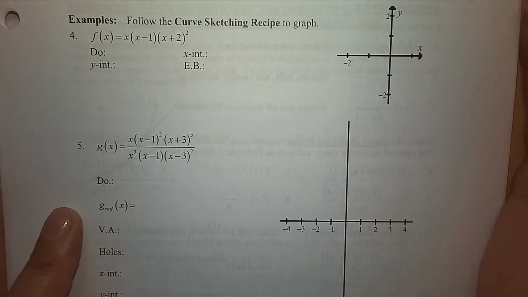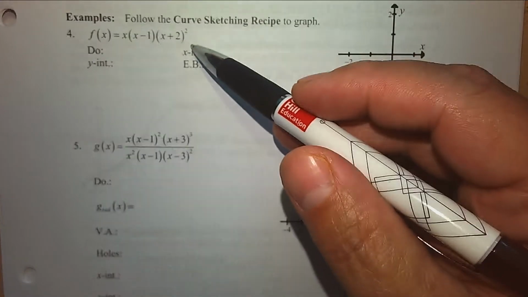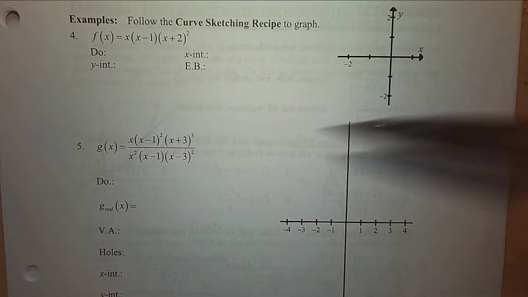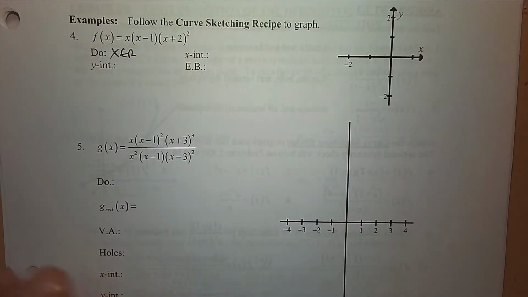Can you graph number 4? Now, number 4 is not a rational function. Number 4 is a polynomial. What's the domain of all polynomials? That means every x value has a y value. It's also continuous all the way through. No jumps, no breaks, right? Nothing that makes it discontinuous.